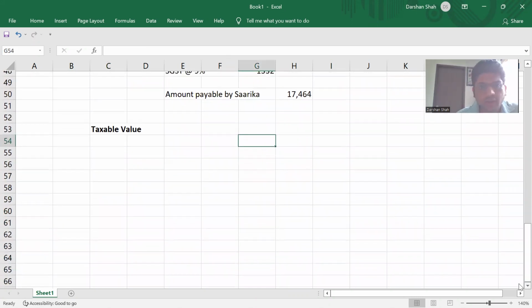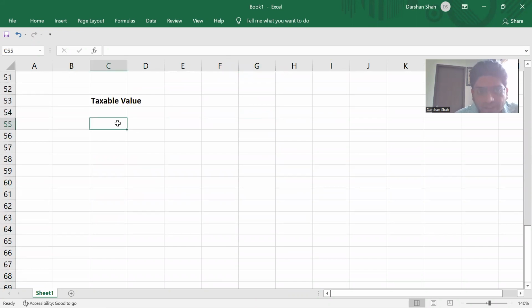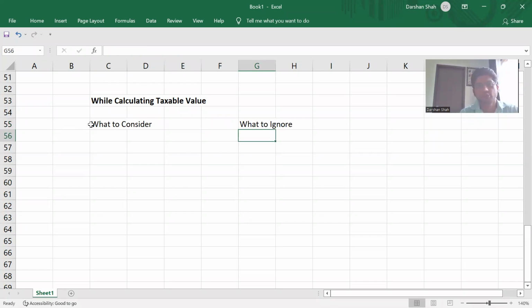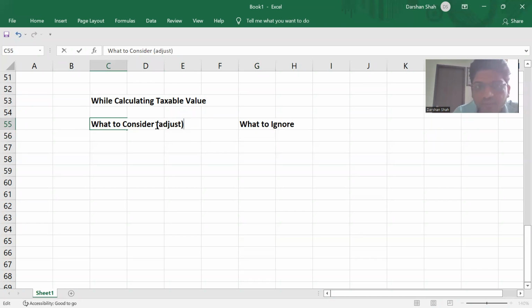Let me know. Now let us understand the concept that while calculating taxable value, what to consider and what to completely ignore. I am not telling you what to add and what to deduct; we will see that. When I say what to ignore, you just ignore it in your question, just leave it aside, and when I say what to consider, it means what to adjust. Adjust can be add or less.